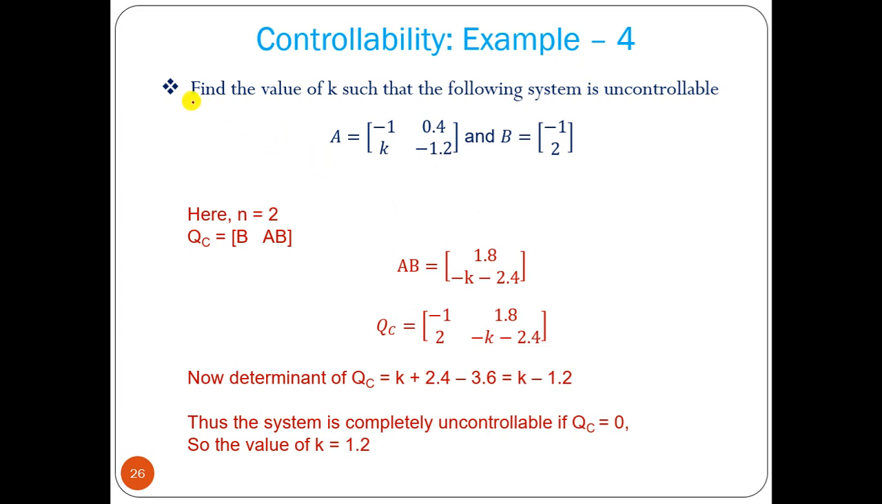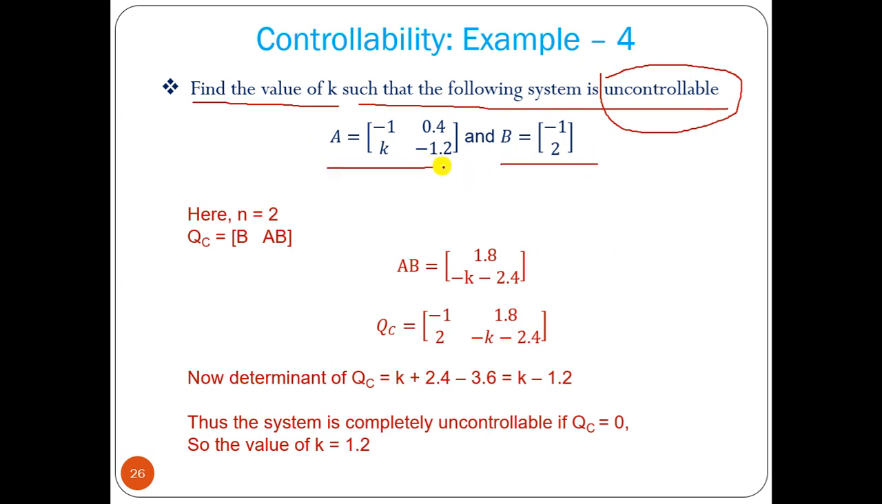This is a different type of problem. You have to find the value of k such that the following system is uncontrollable. So the A matrix is given, the B matrix is given. Here the A matrix is 2 cross 2, so Q must have 2 columns, B and AB. B is known, AB we have to find out. So AB will be minus 1 into minus 1, this is 1 plus 0.8, so that will be 1.8. Then minus K minus 2.4. This is your AB, and this is your B.